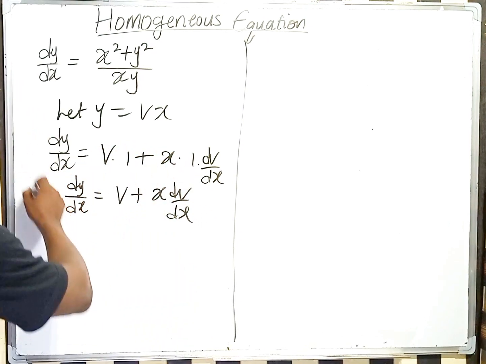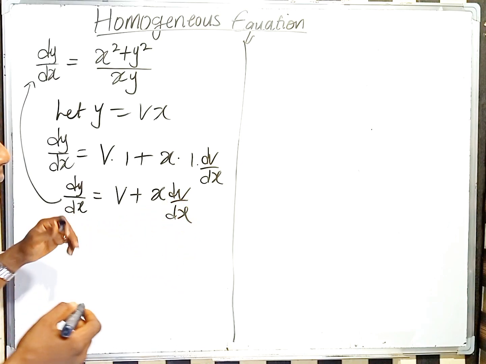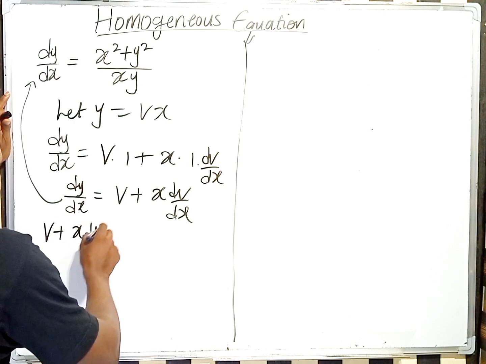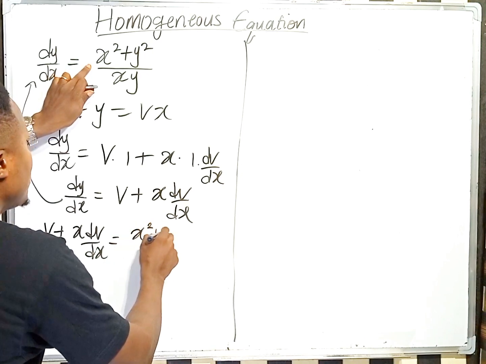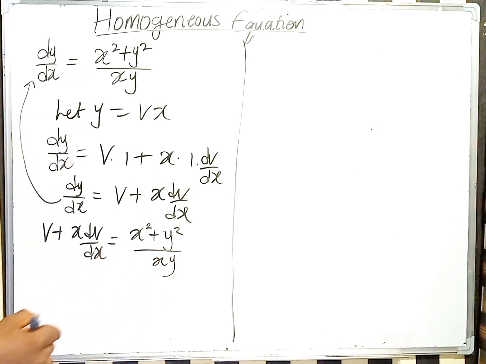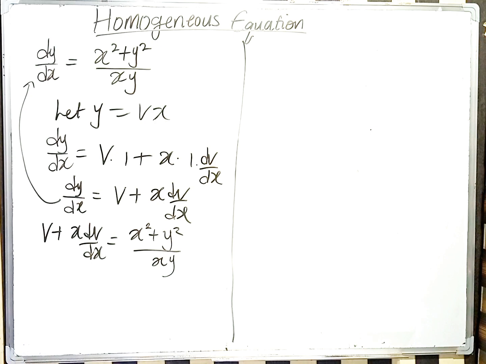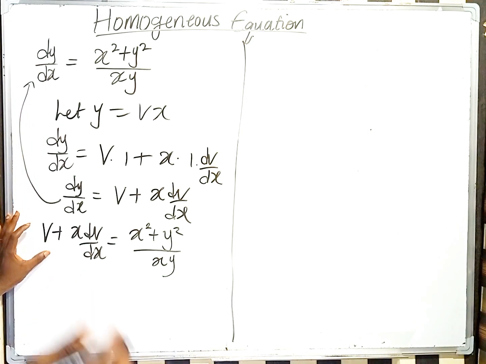Now I can remove this dy dx here to put v plus x dv dx. If I do that, I will now have v plus x dv over dx is equal to x squared plus y squared all over xy, right? This is what I'm having at this particular moment. Now, what is the next thing to do here? Remember that y is equal to vx, right? So wherever you see your y, you can now put vx.